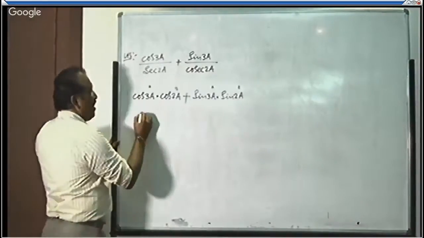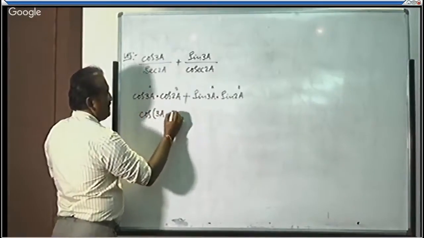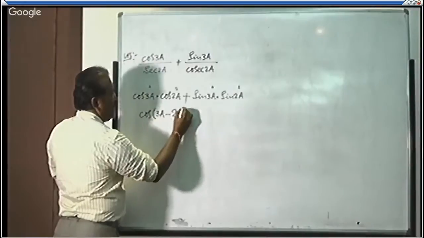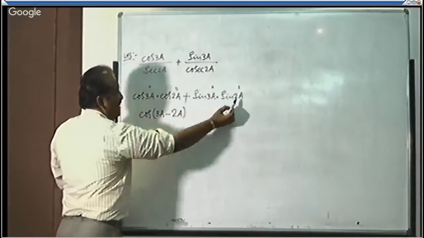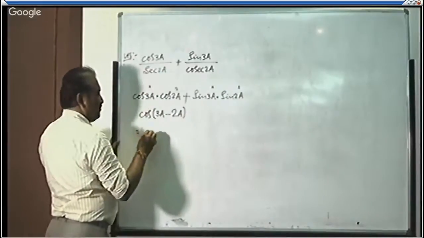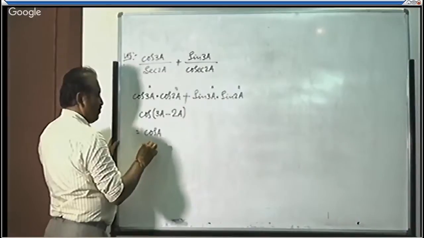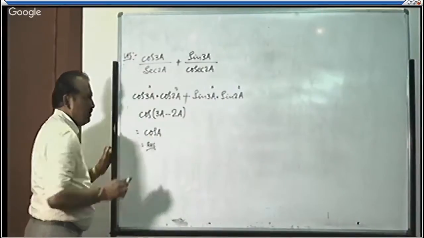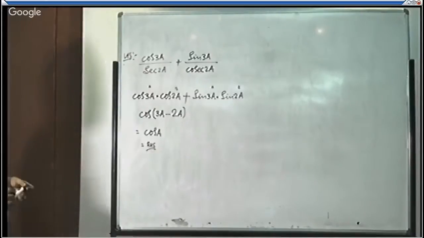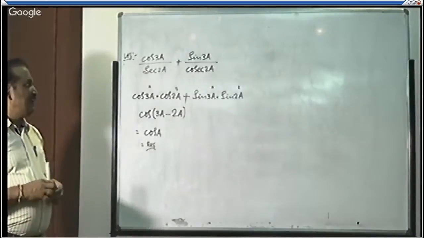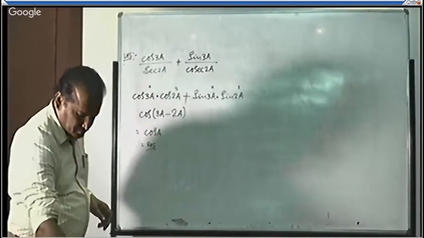That is cos of, in the place of a there is 3a, minus, in the place of b there is 2a. Cos of a minus b, cos a cos b plus sin a sin b. Now cos of 3a minus 2a is a. So this is the required RHS. So in this way you have to solve the given problem: cos 3a by secant 2a plus sin 3a by cosecant 2a is equal to cos a. Next one.